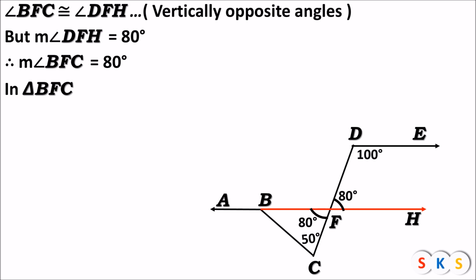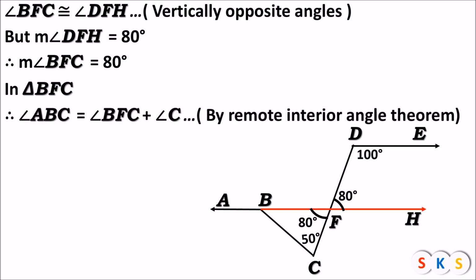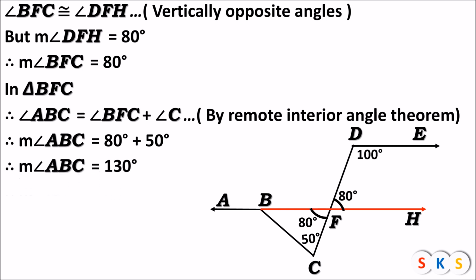Okay, therefore angle ABC equals angle BFC plus angle C. Now we will substitute the measure of angle BFC and the measure of angle C. Therefore angle ABC equals 80 degrees plus 50 degrees. Therefore the measure of angle ABC equals 130 degrees.